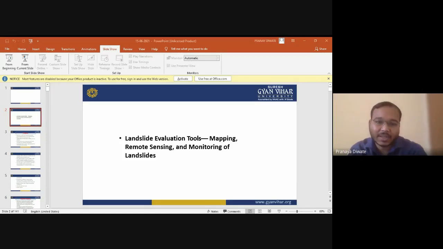The first is the regional scale, which we do on a state level. So we generally go for three types of mapping: regional mapping, community level mapping, and site specific mapping. First, let us come to the regional mapping.